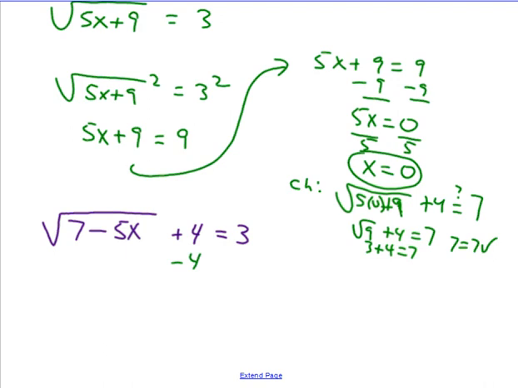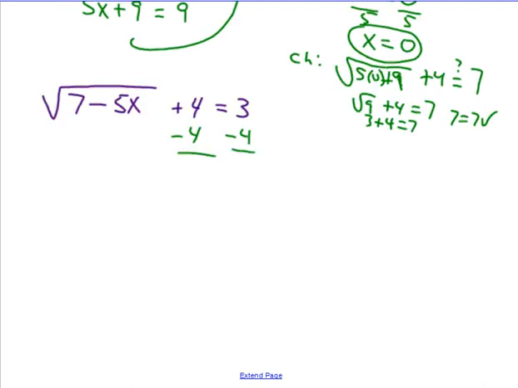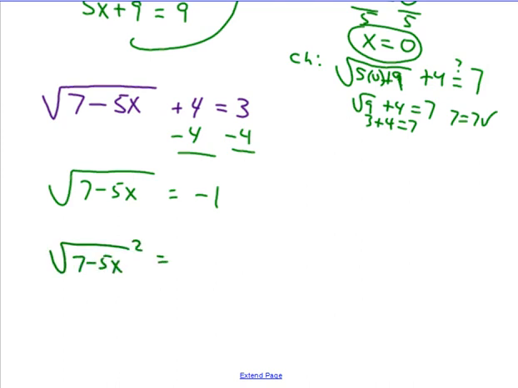Subtract 4. I think your antenna should go up when you get a negative on the other side like this, okay? I'm trying to remember that. So now I'm going to square both sides. And make sure you square negative 1, right? So I get 7 minus 5x equals positive 1.